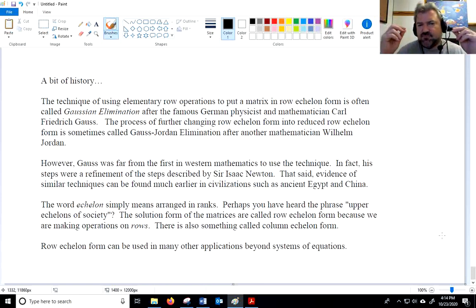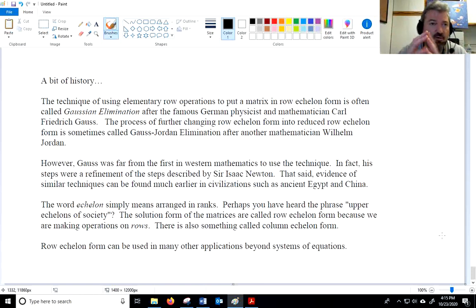Now, once we talk about changing row echelon into reduced row echelon form, you'll hear people throw around the words Gauss-Jordan elimination, and that's just throwing in another mathematician named Wilhelm Jordan. Now, of course, like most things in mathematics that are named after someone, it's usually named after someone who did not do it first. They just did it the loudest. See, Gauss was far from the first to use this technique.